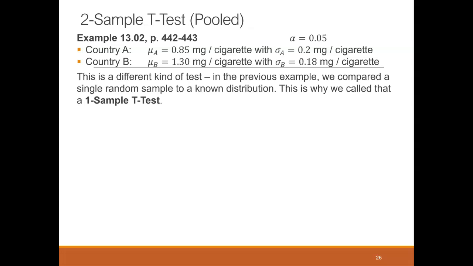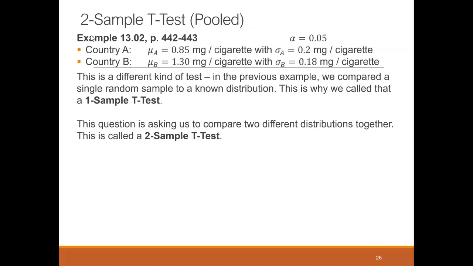So again, we have two different testing lots, two different samples we've taken. So the type of t-test we're going to do here is called a 2-sample t-test. So pull out your calculators. We'll run through how to do this on your calculator.